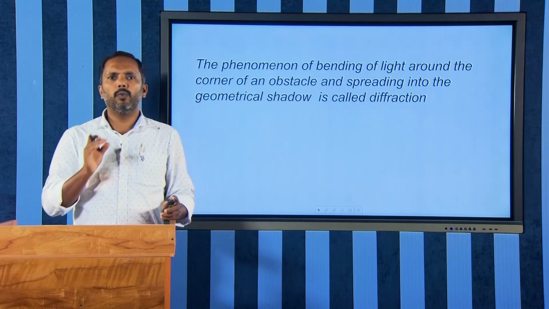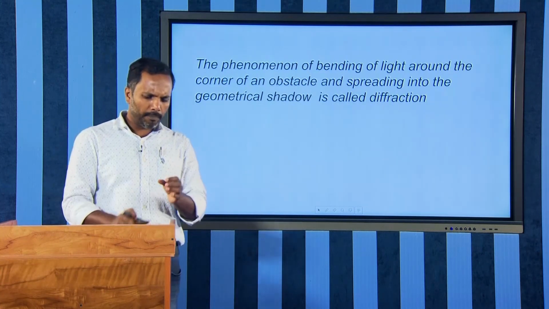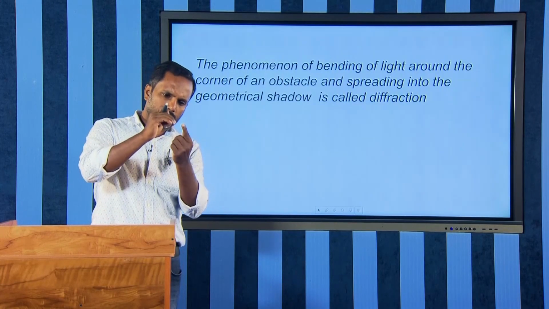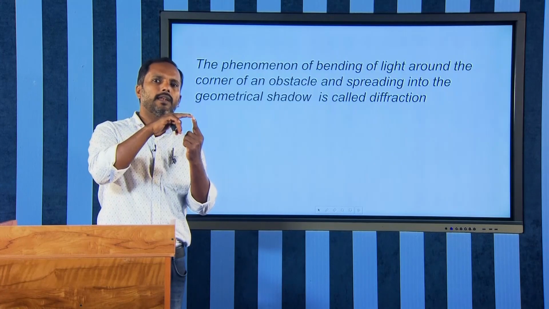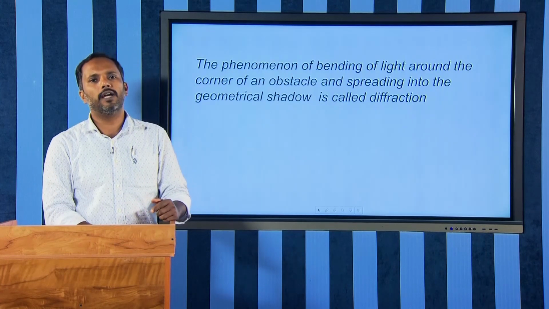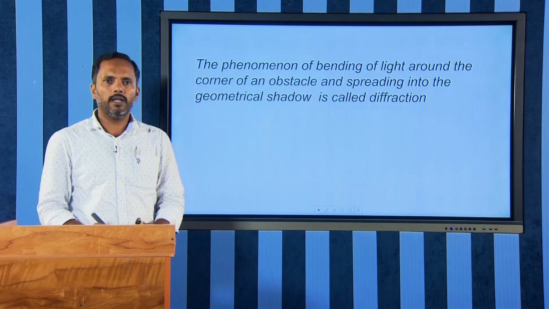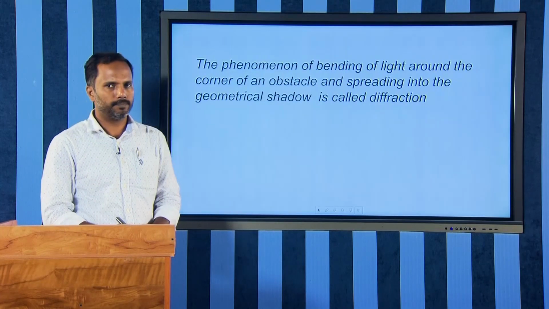When a wave is incident on an obstacle or a small opening, the light bends around the edge. Suppose this is the obstacle, then when the light travels, the light bends at the edge of that obstacle. This bending of a light wave around the edge of an obstacle is called diffraction.